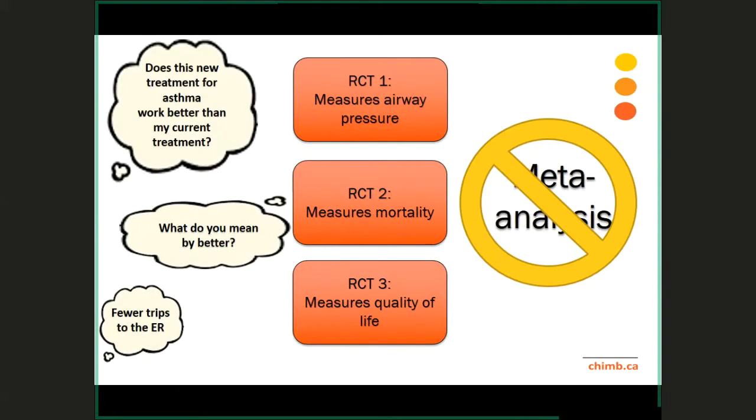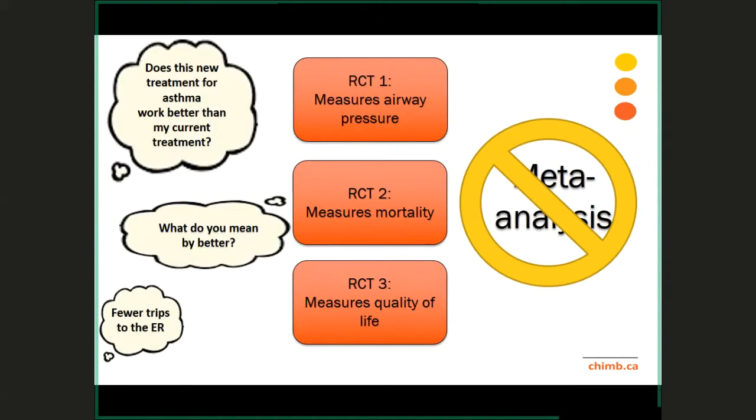So in this case, they say fewer trips to the emergency room. I don't want to go to the emerge for my asthma. I want it well controlled. Well, trial 1 measured pressure in the airways, trial 2 measured mortality, and trial 3 measured quality of life. So we can't actually pool those studies. We can't actually do a meta-analysis. We can't actually compare them because they're not measuring the same thing.